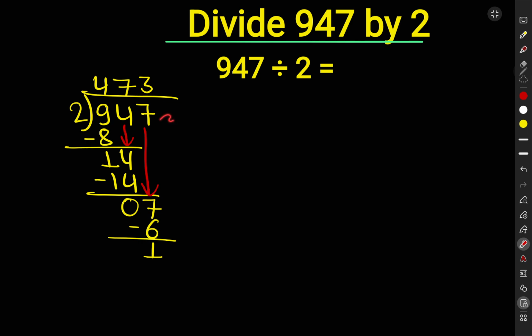So now there is no other number to put down. So we put a decimal here, so that we can put 0. So it is 10 and 2 times 5 is 10. On subtracting we get 0.